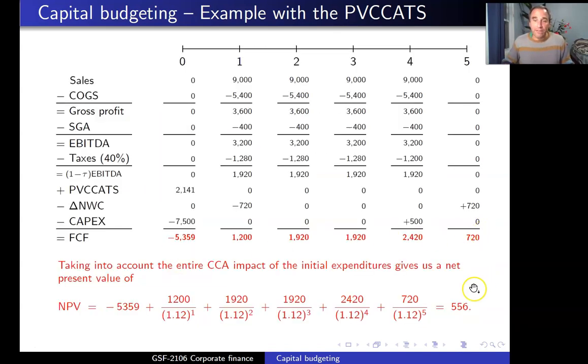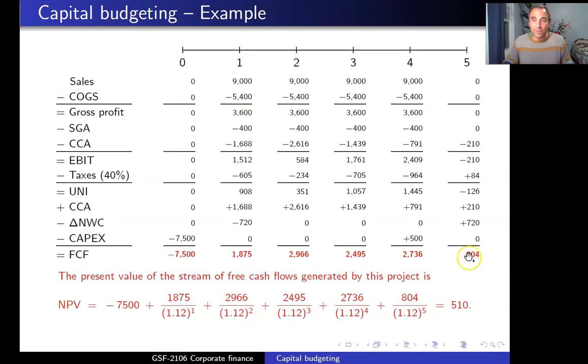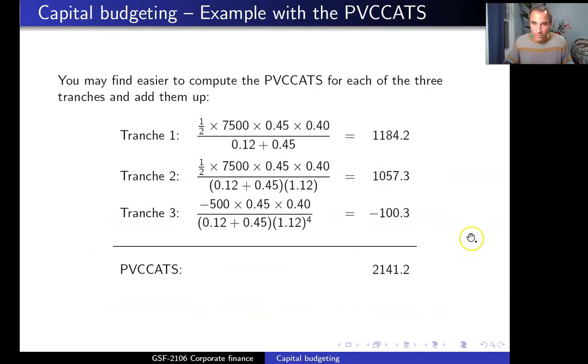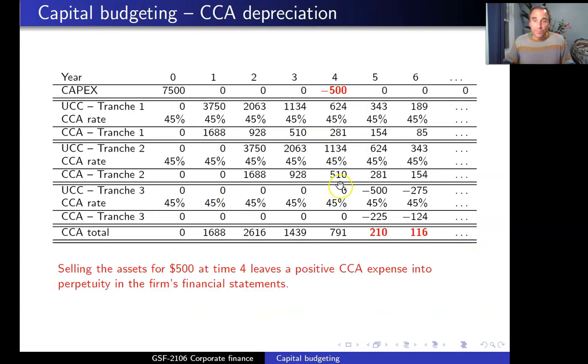Now, why is it that in this specific example, the full present value of the CCA tax shield has given us a net present value larger than the net present value we have calculated using only the CCA tax shield for the first 5 years? Well, the reason is that when the assets are sold at time 4, there is CCA remaining that will be used into perpetuity. So here the value of the perpetuity does not fall to zero as the assets are sold.